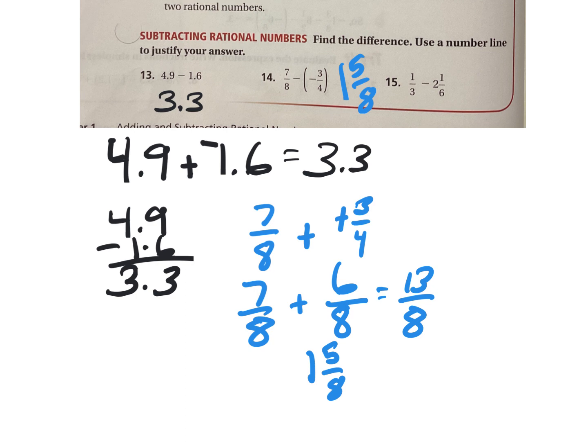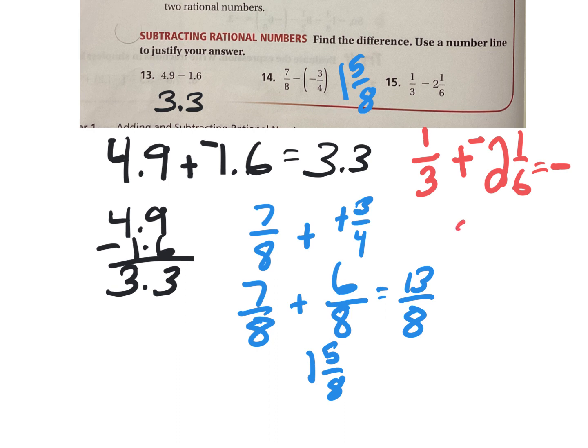Okay, and 15. 1/3 minus 2 and 1/6. Instead of subtracting, I'd much rather add. So I'm going to add the opposite. So when I'm adding these, I have a positive and a negative. Absolute value is going to tell me what sign it is. The absolute value of -2 and 1/6 is much bigger than 1/3, so it's going to end up being a negative. And because they're different, I need to find the difference.